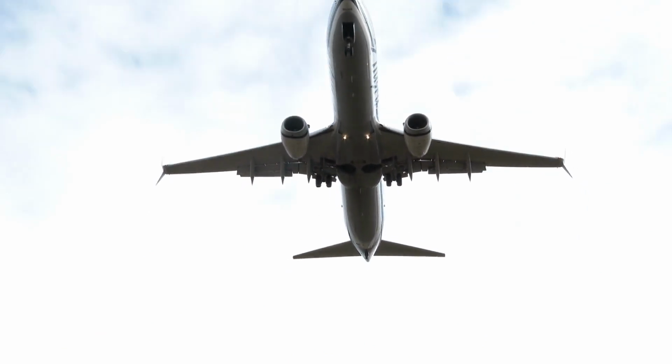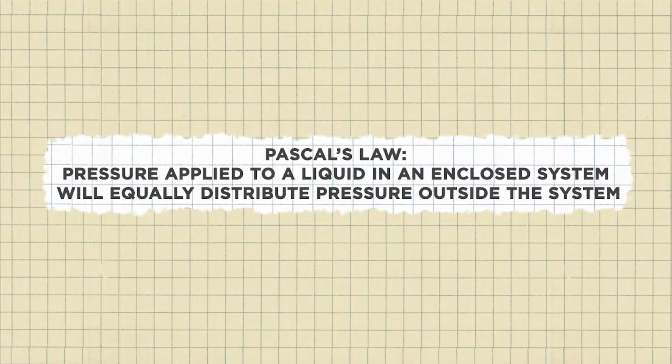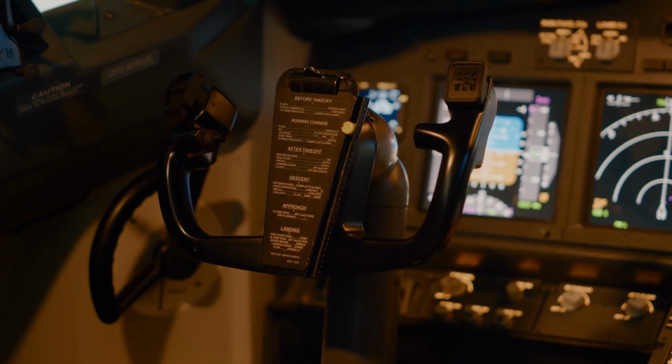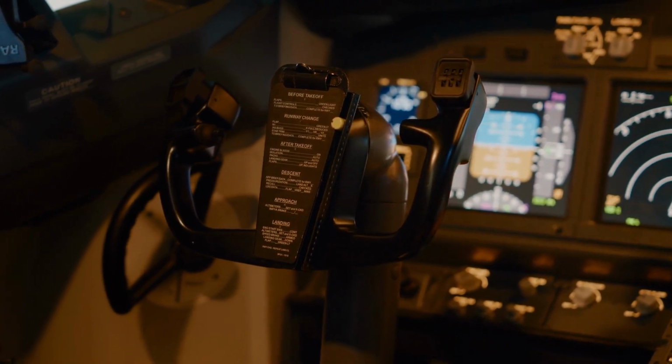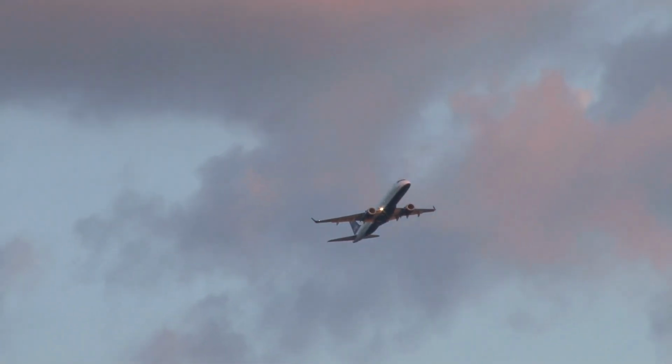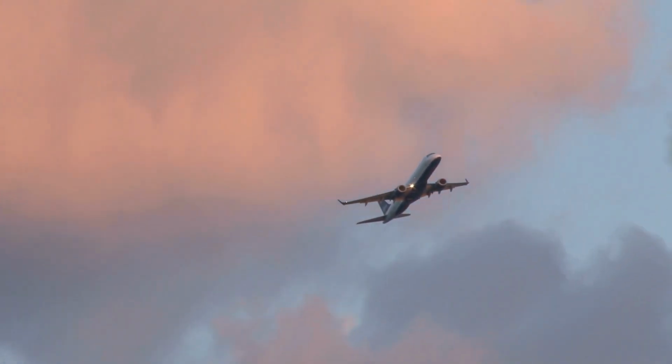The hydraulic system relies on Pascal's law, which states that pressure applied to a liquid in an enclosed system will equally distribute pressure outside the system. Simply put, hydraulic pumps transfer the pressure from the yoke to the control surfaces. Hydraulic systems are used in commercial aircraft, but newer planes are starting to replace them with fly-by-wire systems.